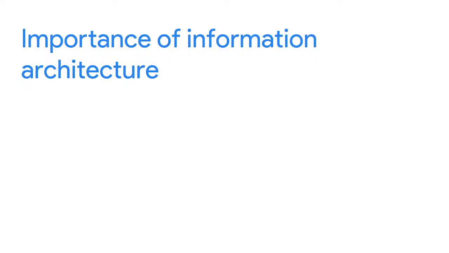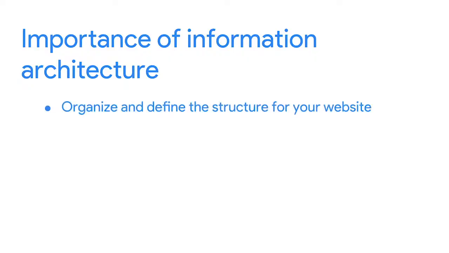So why is creating information architecture an important part of UX design? First, IA can organize and define the structure for your website. An organized website is easy to navigate. Also, IA can provide a high-level view of a product. Understanding how the elements of a website fit together and relate to each other can improve your design process.